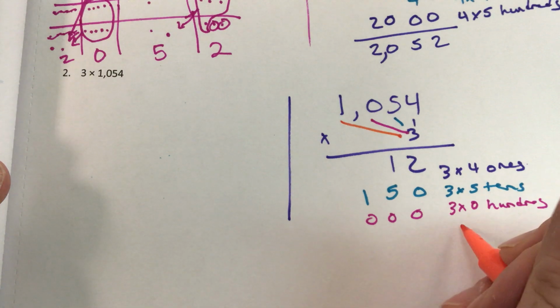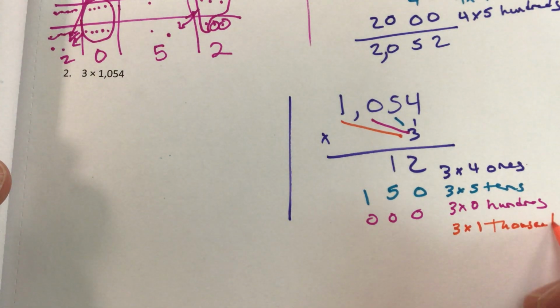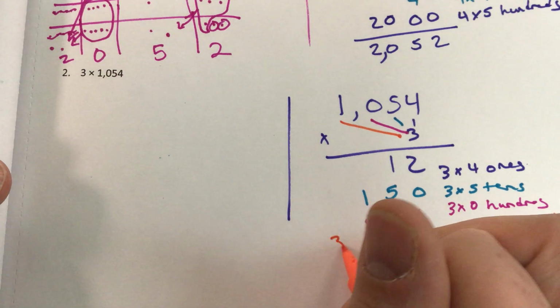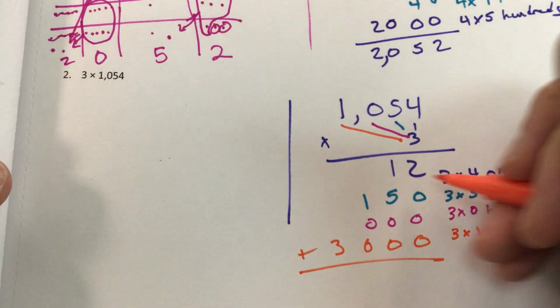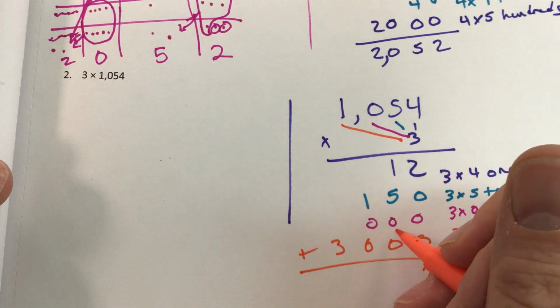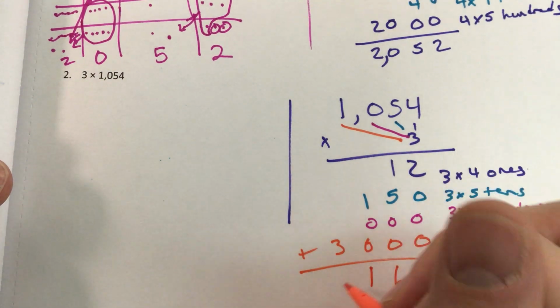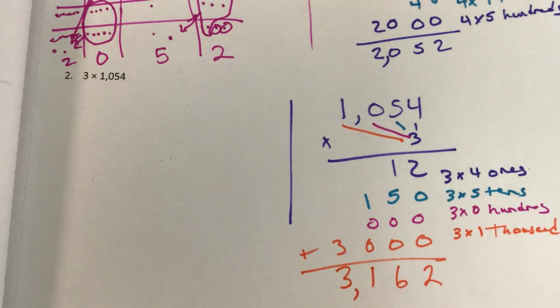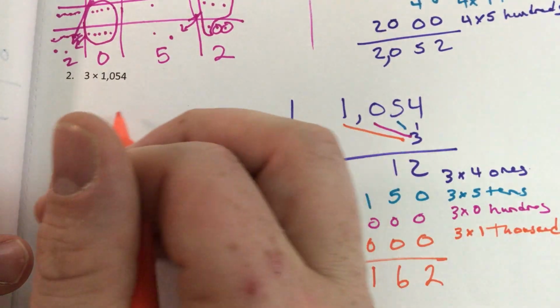And lastly, 3 times 1,000. 3 times 1 is 3, starting in the thousands place. And we're going to add them up. 2 plus 0 plus 0 plus 0 is 2. 1 plus 5 is 6, plus 0 plus 0 is 6. 1 plus nothing is 1, and 3 plus nothing is 3. So our answer should be 3,162. Let's see when we do the place value method if that works out.